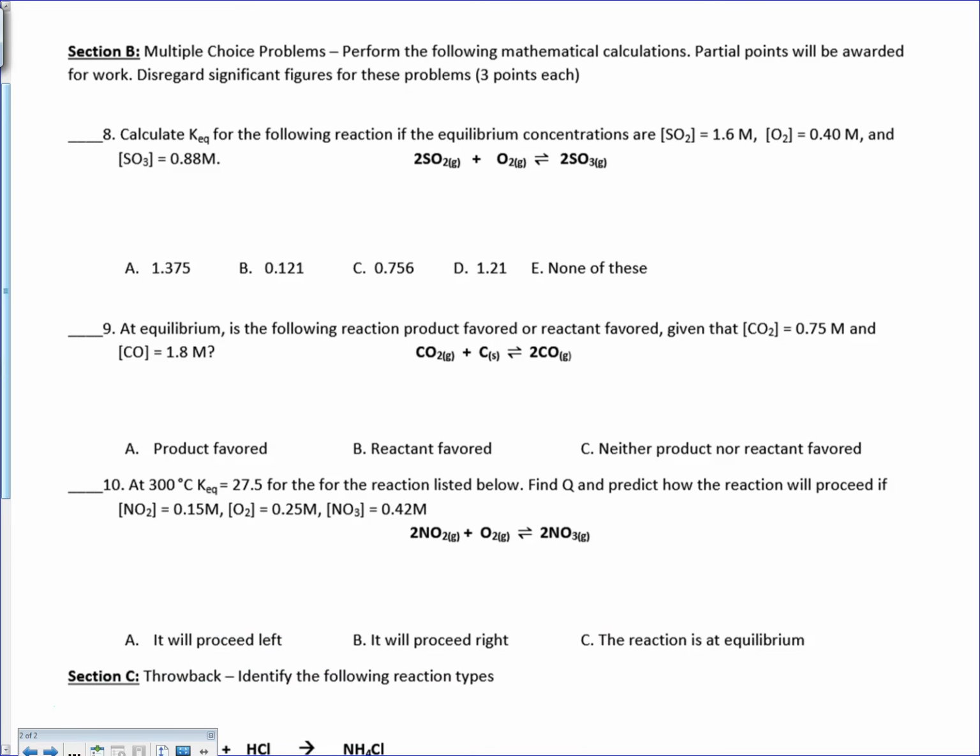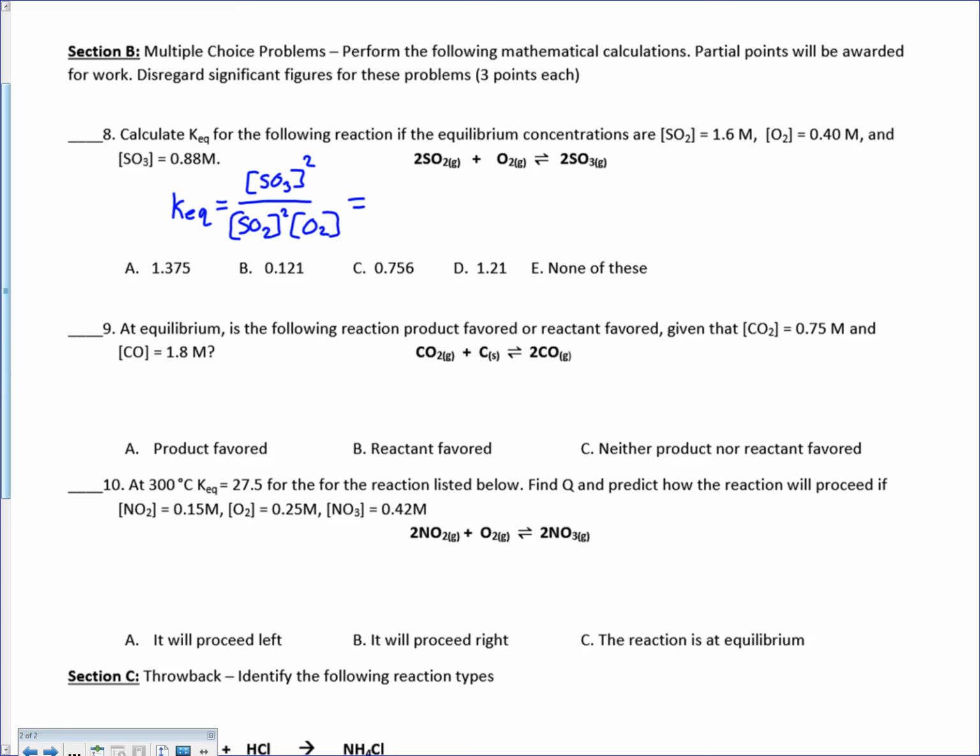Section B here is on problems, and so you have to know how to do different calculations with these. The first one here is a Keq problem. It asks you to calculate Keq. That's products over reactants. The coefficients become exponents. So we start here with SO3 squared over SO2 squared times O2 to the first because it has a coefficient of 1.